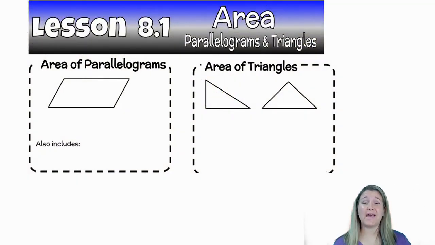Hey guys, we've looked at a lot of 2D shapes, meaning triangles, quadrilaterals, and circles. But you may have noticed we haven't done one thing, and that's find the area or perimeter or anything like that. Well, that's what we're going to be looking at this unit. We're going to be starting with area this time.